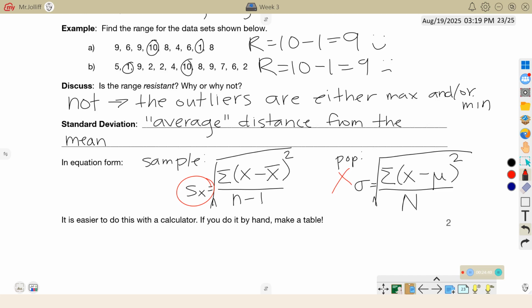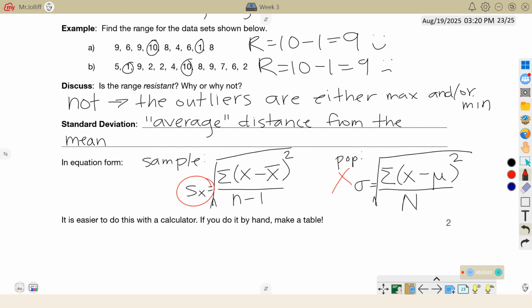Your calculator will give you both, because the calculator is not smart enough to know whether you gave it population or sample data. Calculator's dumb. So it's your job as a statistician to know which one you want. You want the sample value. You want Sx, not sigma. Sigma is bad.